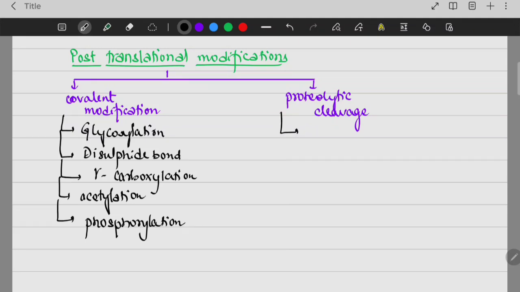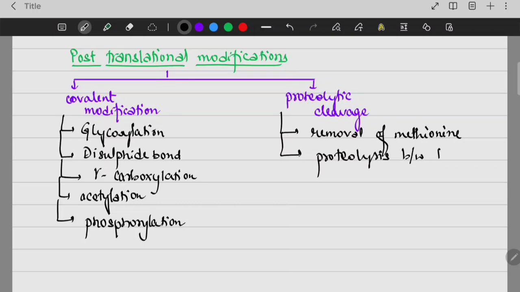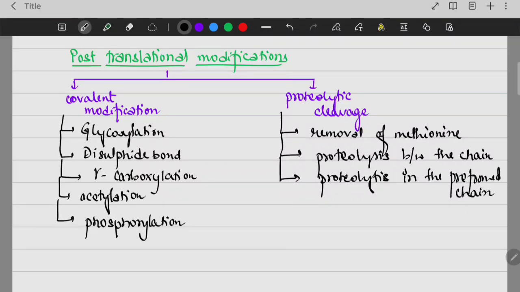In proteolytic cleavage, there can be removal of methionine or proteolysis between the chains, and this can be seen, I would say, in insulin. Here there are three subtypes A, B and C, and the C is removed. Okay. And other can be proteolysis in the preformed chain. Okay. So these are some kinds of post-translational modifications. Now I will give an example for each of these.